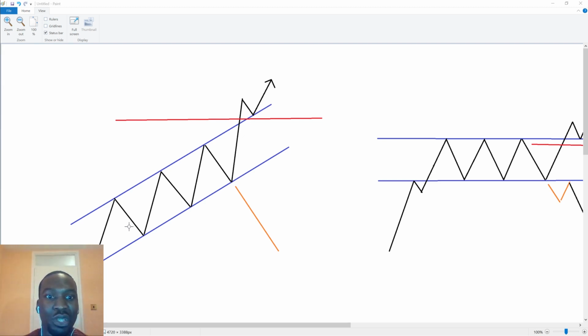Now you don't want to get burnt because you never know when it's going to break out of this pattern. So what I do is I always set the stop loss really tight, because you never know at what point it's going to break out.